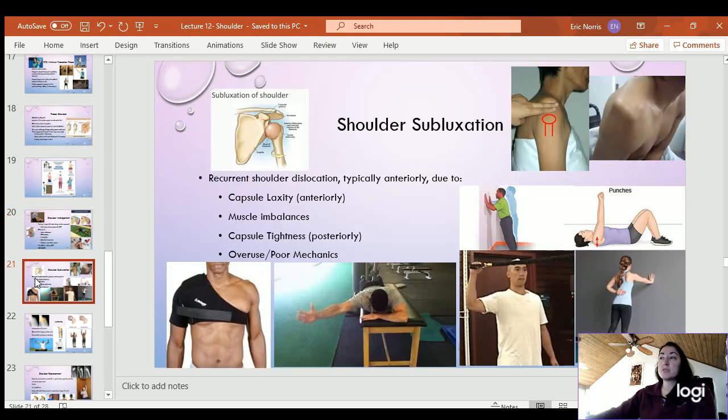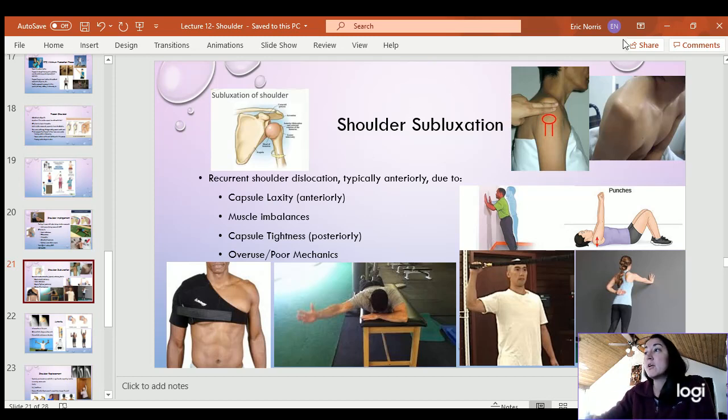All right, with shoulder subluxation, it's typically someone who recurrently dislocates their shoulder, and most of the time it is dislocated anteriorly. Sometimes it will be inferiorly. It's rare for it to dislocate posteriorly. So typically the posterior capsule is tight, and the anterior capsule is weak, or there's laxity, too much movement there, which will allow for the head of the humerus to move too much and get out of the joint.